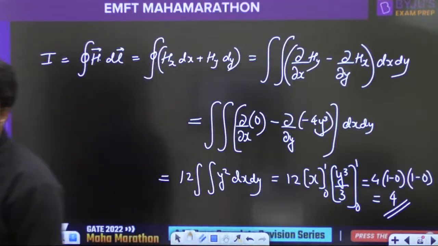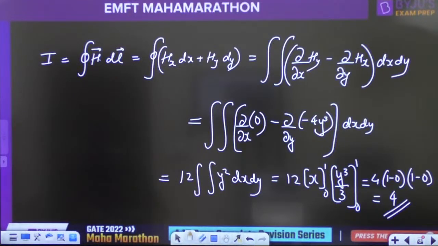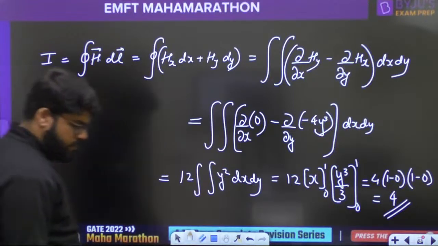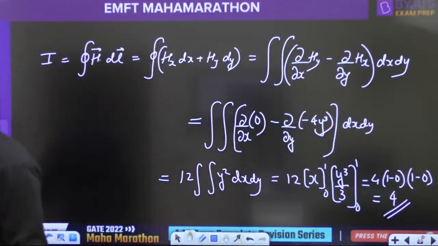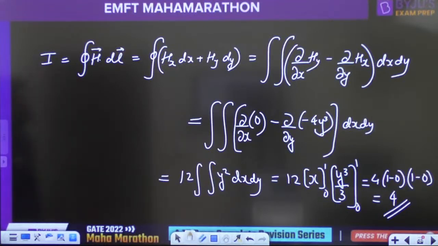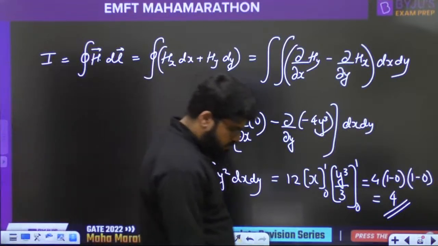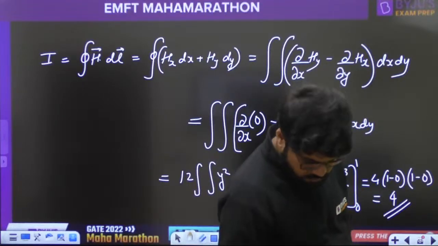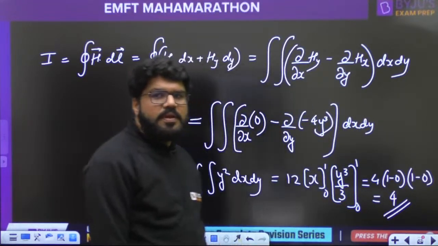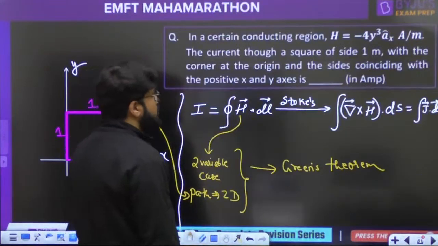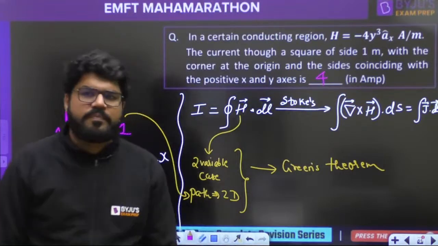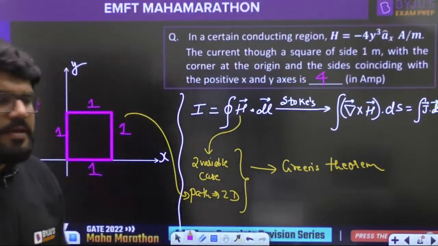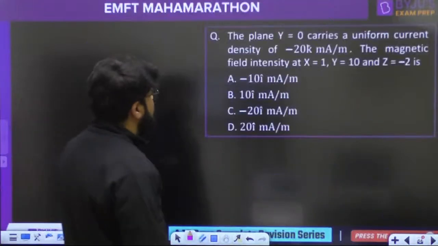So the answer is 4. What is the final answer? Is it 4 units, sir? 4 units. That's it. Okay, the answer is 4 units, 4 amperes. Okay, it is said in amperes, so my answer is 4 amperes. Okay, chalo, all good. Then we have the next question coming up on the screen.